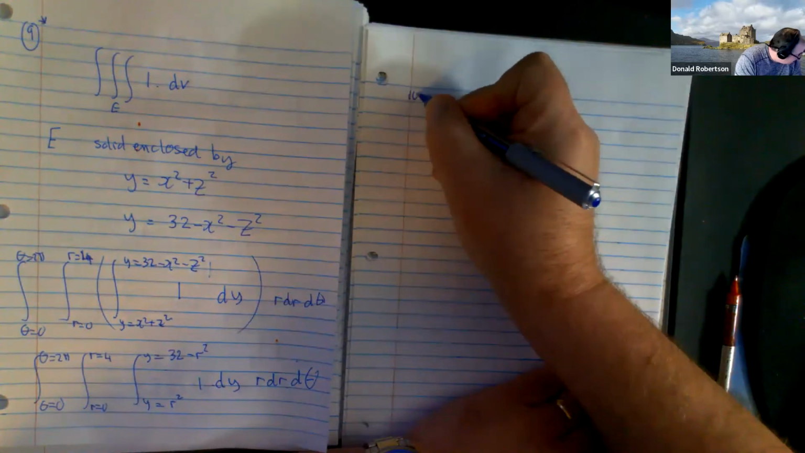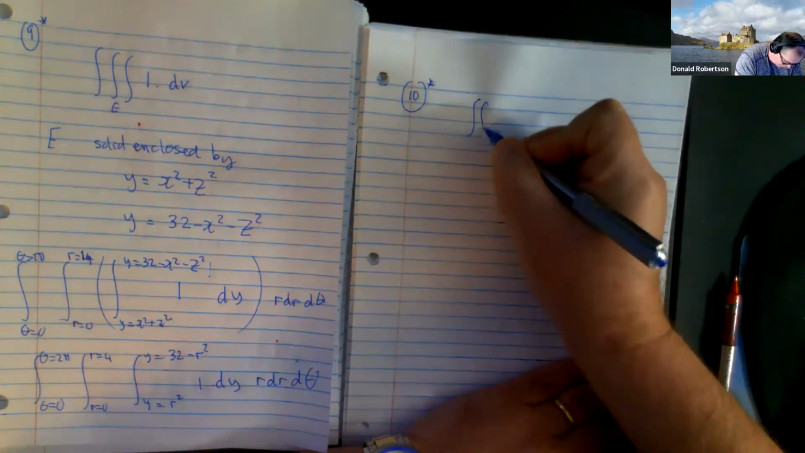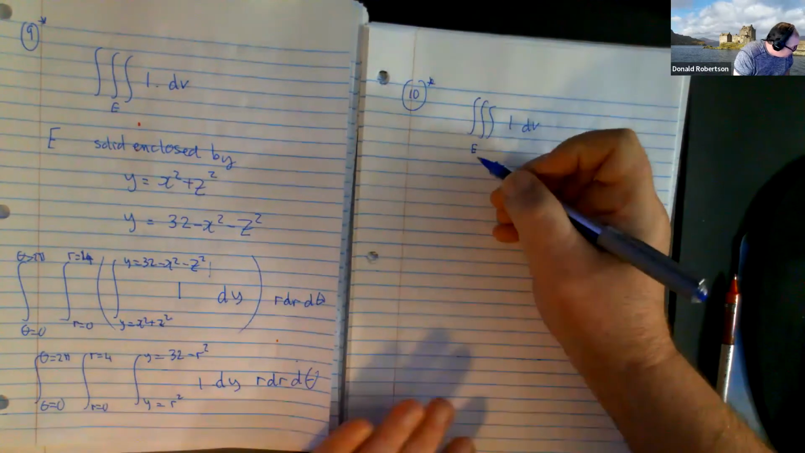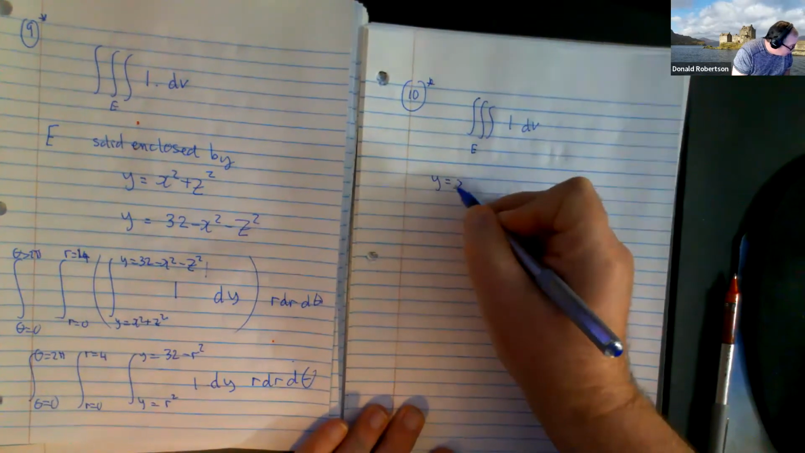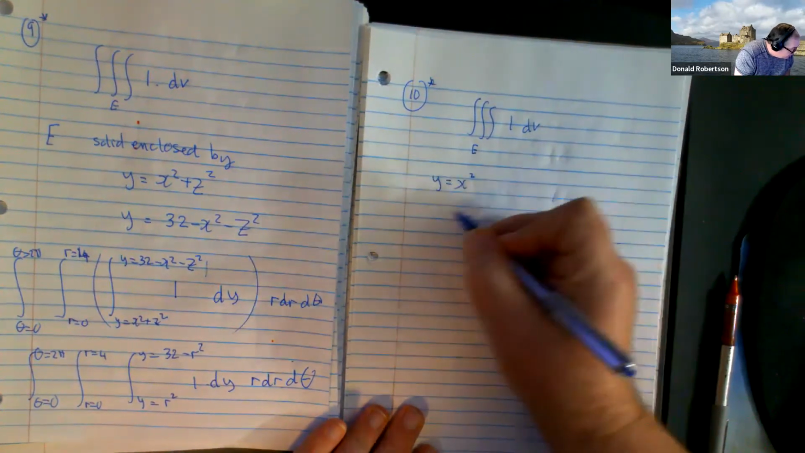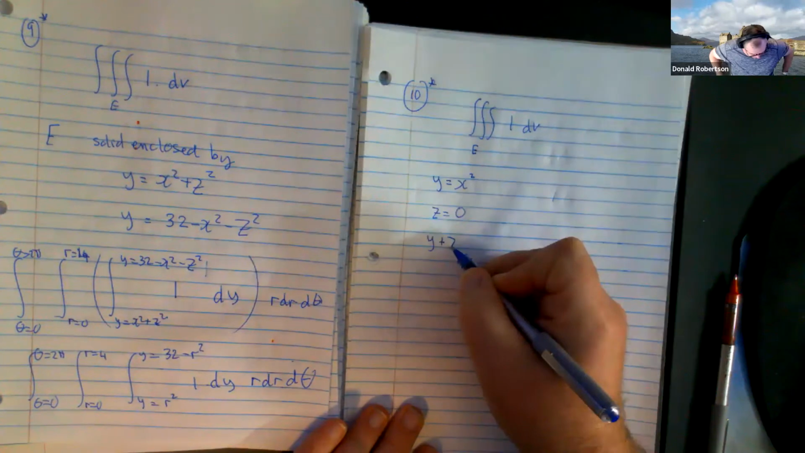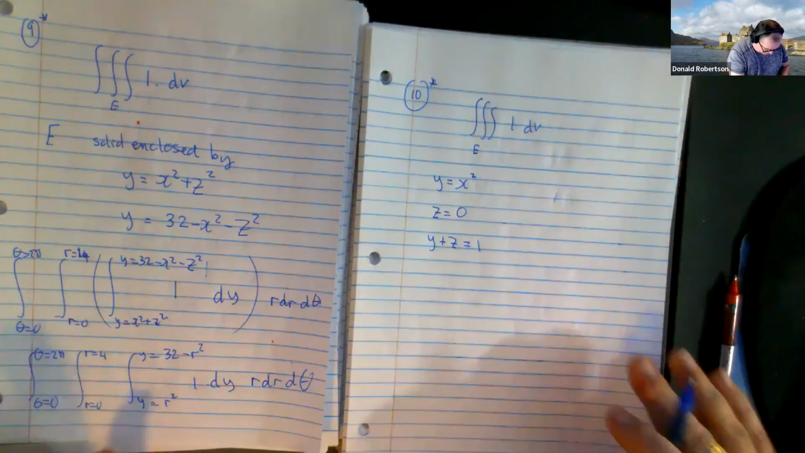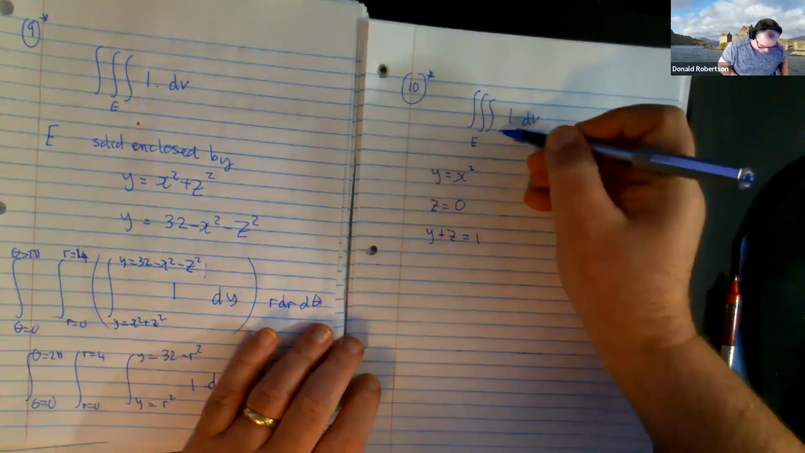10. It's a triple integral. It's a volume again, so it's going to be 1. And the region E is described as enclosed by a cylinder, y equals x squared, a plane z equals 0, and another plane y plus z equals 1. So somehow or other, all of this is going to generate the limits of integration.